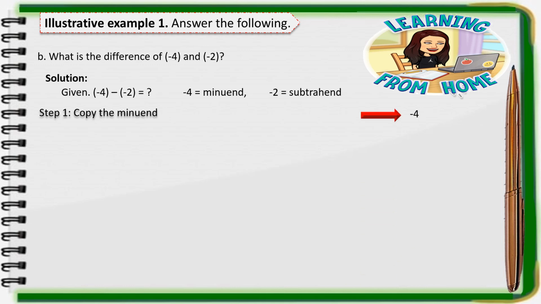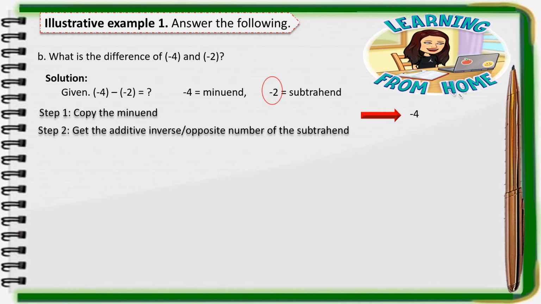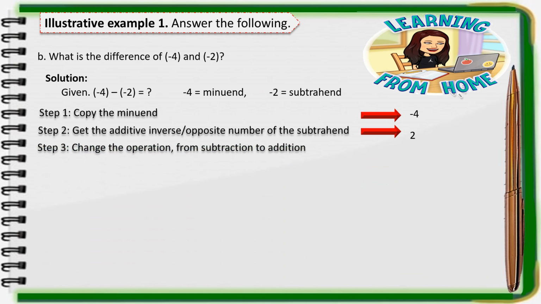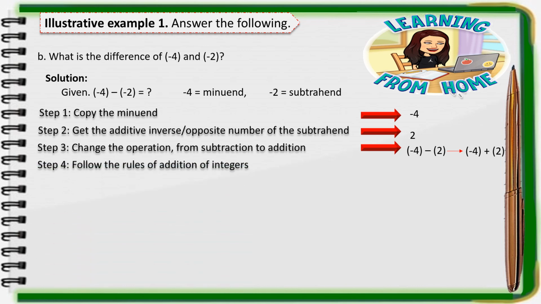At kunin ang additive inverse ng subtrahend. So, ang subtrahend ay negative 2. The opposite is positive 2. And then, change the operation. So, meron tayong from negative 4 minus 2 magiging negative 4 plus 2. At sundin na natin ang rule ng addition of integers.